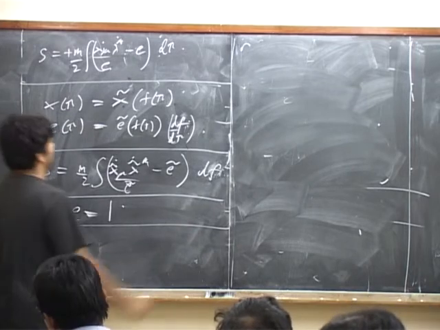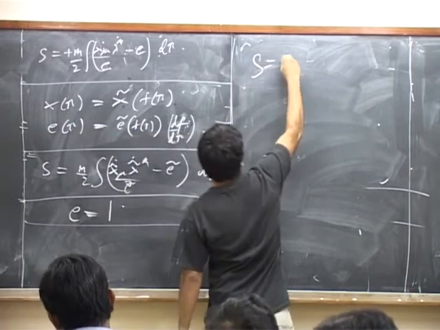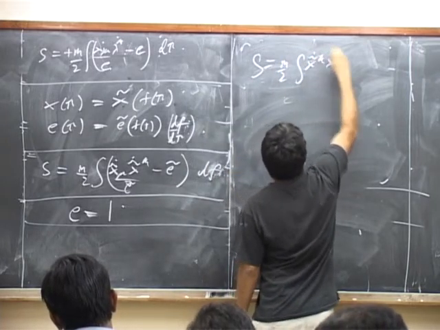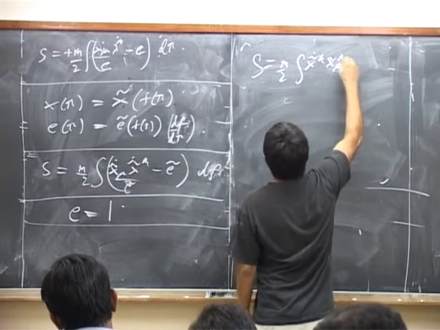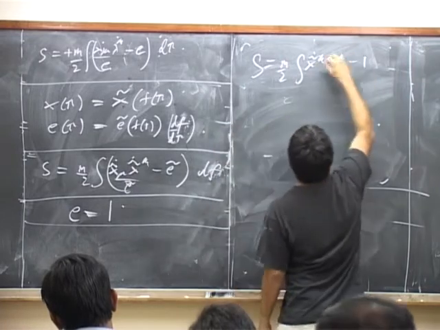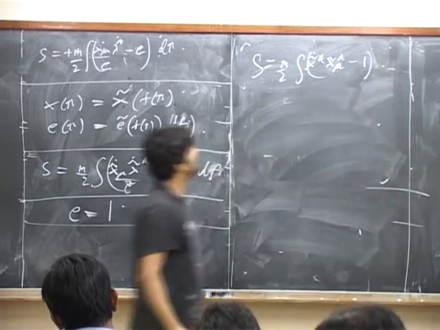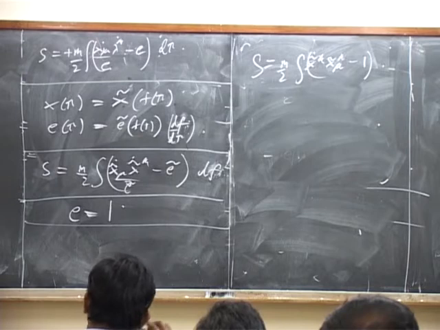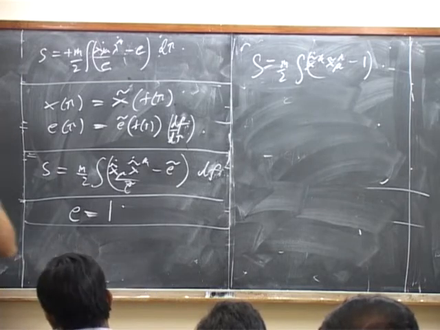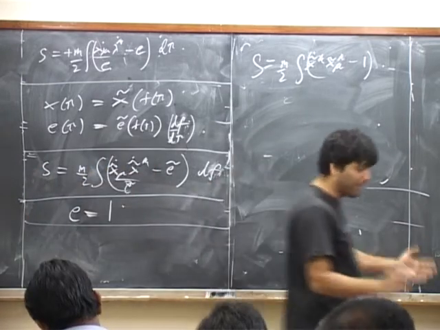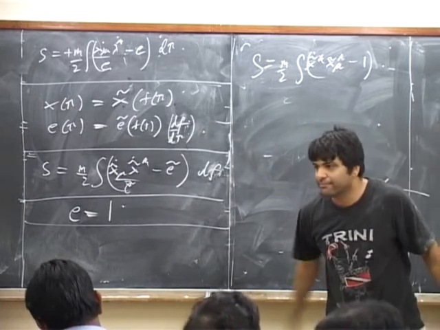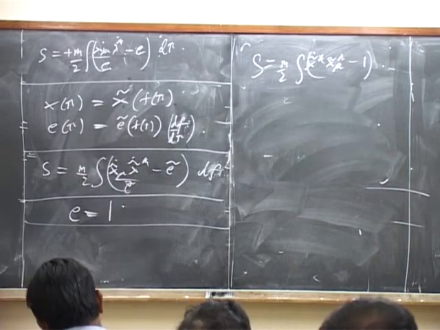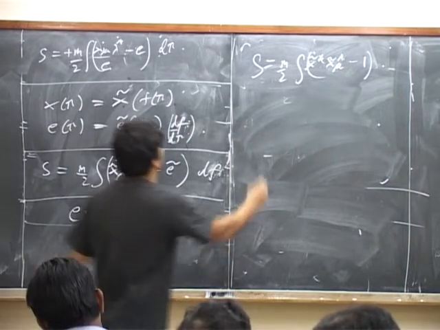Once we've done that, the action is very simple. S is equal to m by 2 x tilde mu dot x tilde mu by 1 minus 1. Now this looks like a lovely action, it's very simple, it's like non-relativistic mechanics. So you might think, well, let me do my quantum mechanics by making this choice of gauge, working in this gauge, and doing my quantization. Okay? So let's see what we get when we do that.